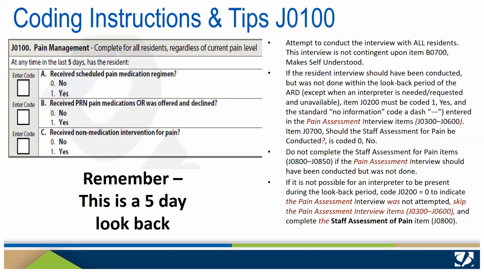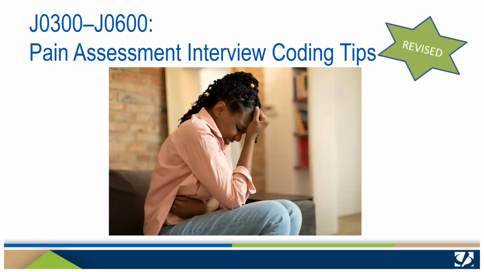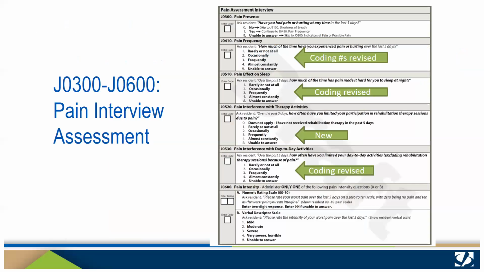So to start off in section J, they just added a couple of coding tips. There's not much change at all to section J0100, pain management. The big thing to remember, and I have to remind myself sometimes as well, is that this is a 5-day look back. It's the only section that has that 5-day look back. So did the resident receive scheduled pain medication, PRN medication, and any non-medication intervention for pain? Some revised pain assessment coding tips.